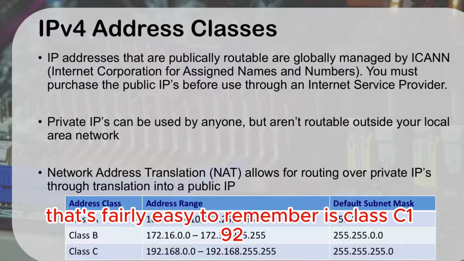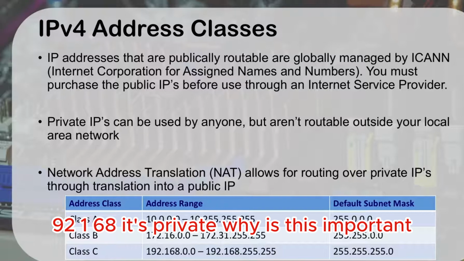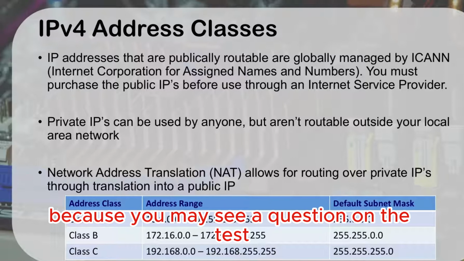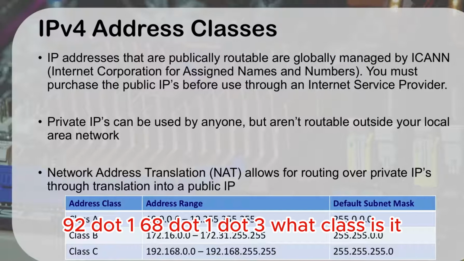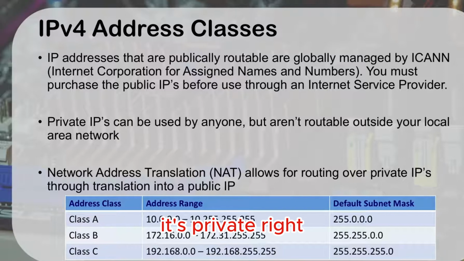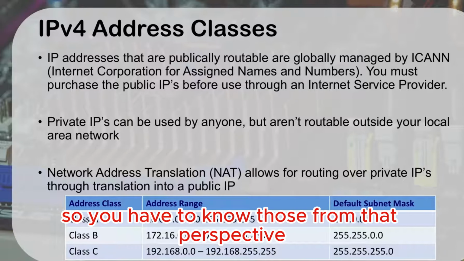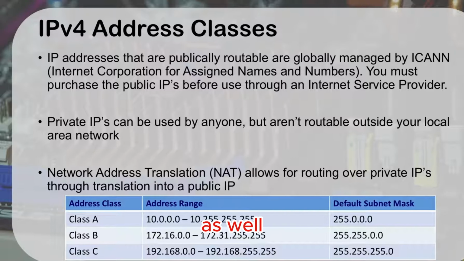And then the other one that's fairly easy to remember is Class C, 192.168.something.something. Okay, starts with 192.168, it's private. Why is this important? Because you may see a question on the test that says something like, if you have the IP address of 192.168.1.3, what class is it? It's Class C, right? Or is it private or public? It's private, right? So you have to know those from that perspective. So this chart here is important for you guys to learn as well.